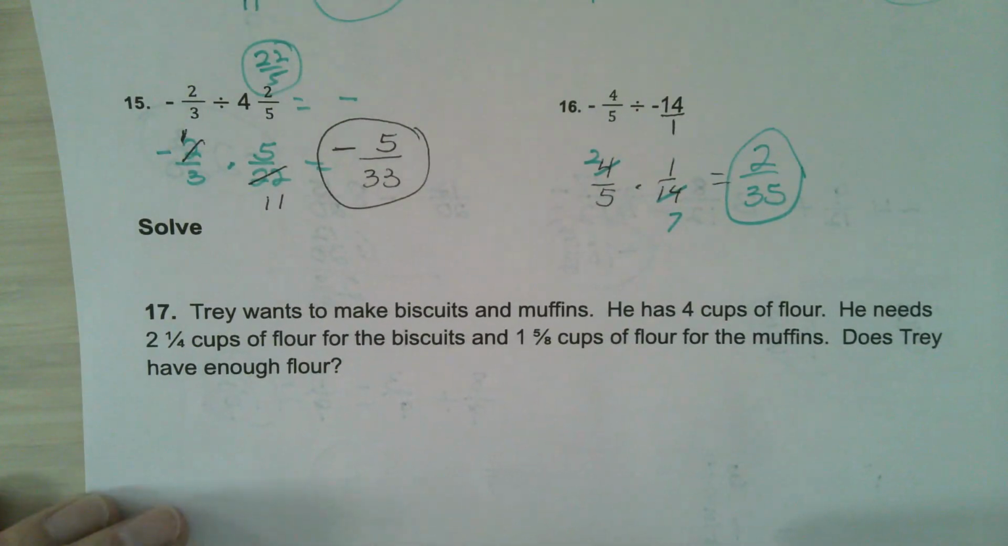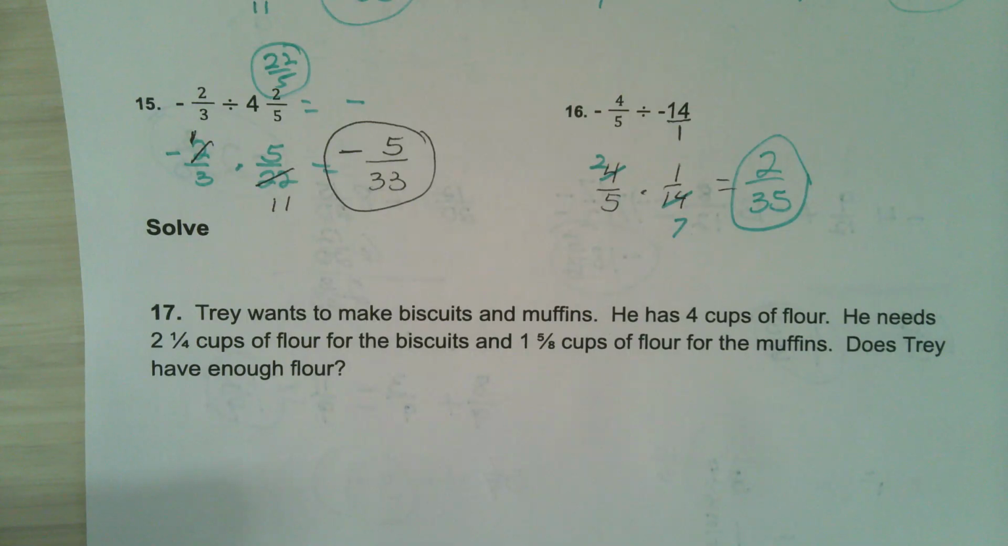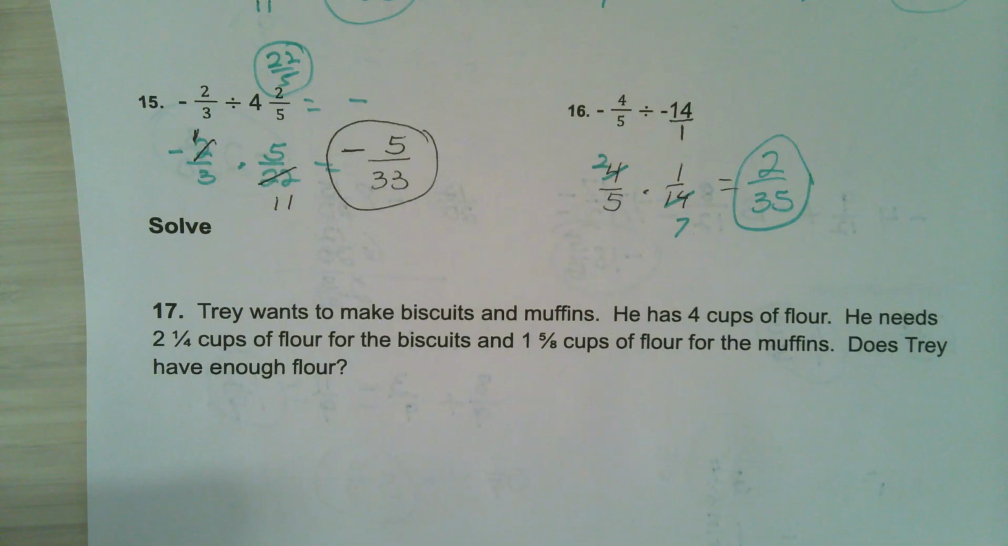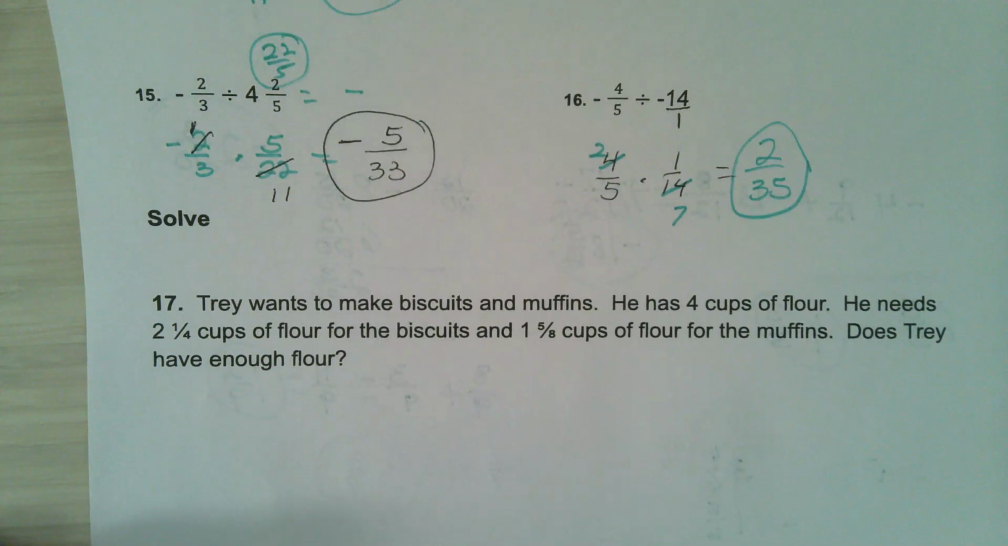The next problem. Trey wants to make biscuits and muffins. He has 4 cups of flour. He needs 2 1/4 cups of flour for the biscuits and 1 5/8 cups of flour for the muffins. Does Trey have enough flour? Okay, and then it should say explain.